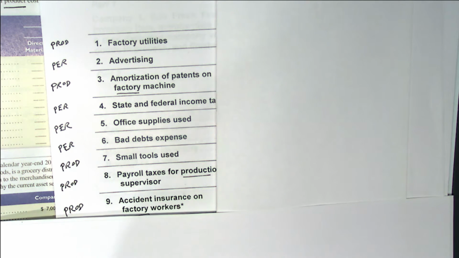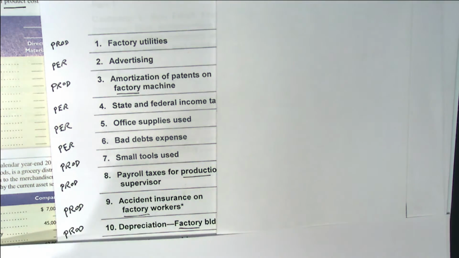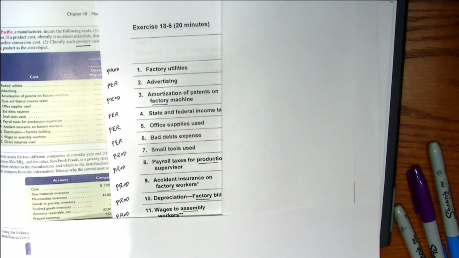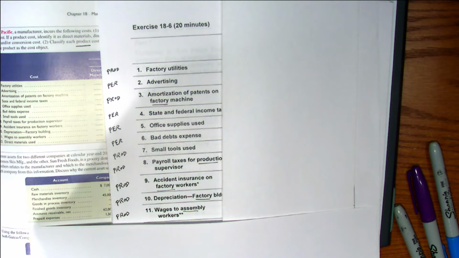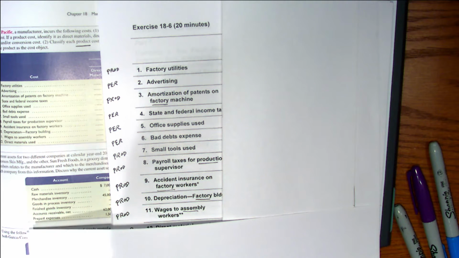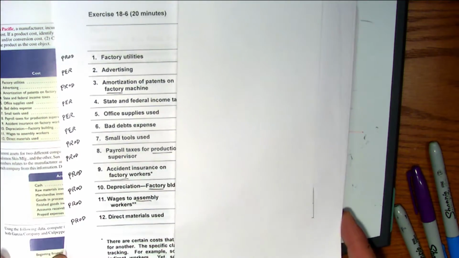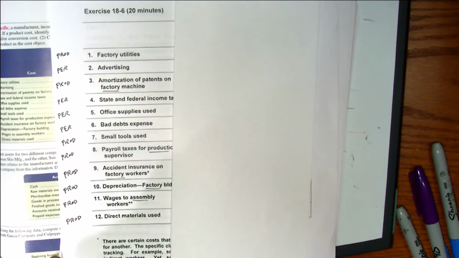Number 10, depreciation on the factory building. Product. It's a product cost. Number 11, wages to assembly workers. Product. The product cost. Number 12, direct materials used. Product. That's a product cost. Okay, good. Any questions on any of those? We're not done with it, obviously.